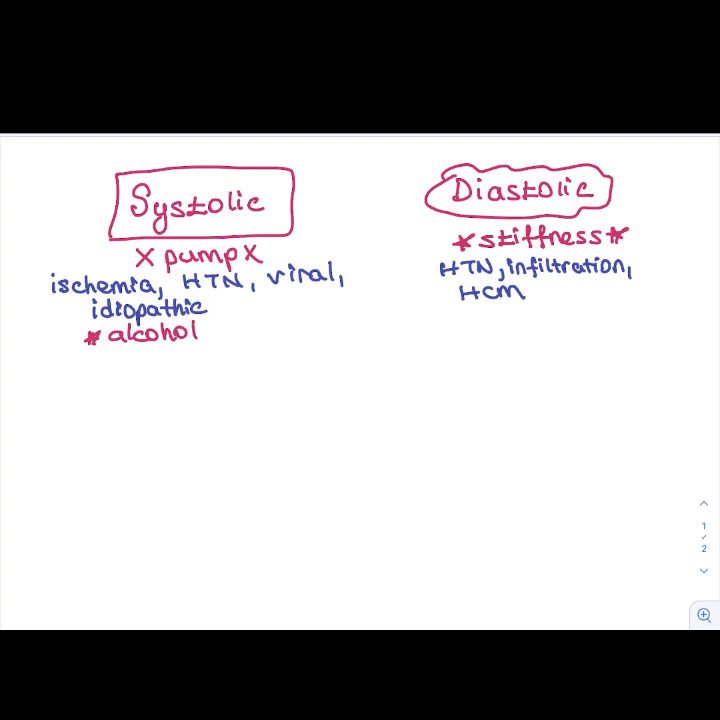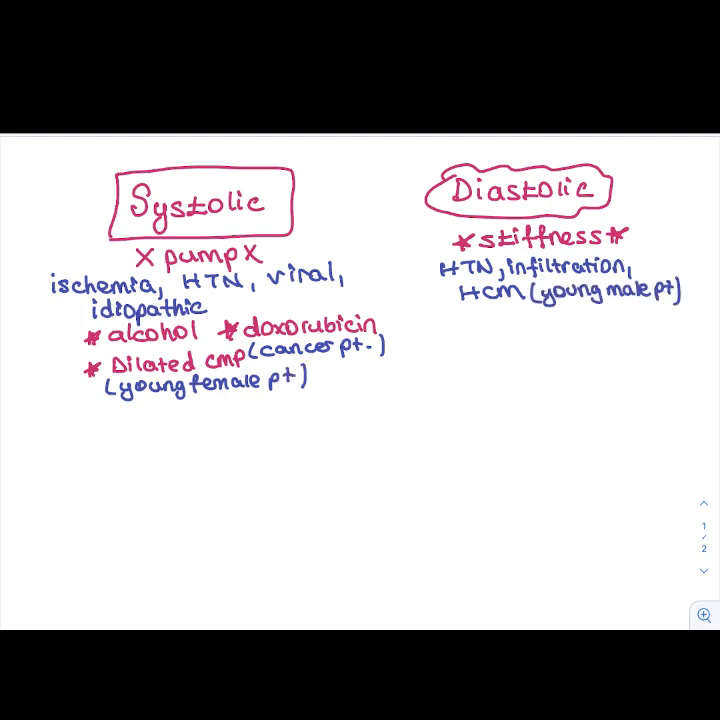For systolic heart failure, usually there will be a case where an alcoholic patient comes in, and also a cancer patient who uses doxorubicin, and they always want you to know that those two are very common causes of systolic heart failure. Also keep in mind that dilated cardiomyopathy is usually seen in young female patients, whereas hypertrophic cardiomyopathy, which is one of the most common causes of diastolic heart failure, is usually seen in young male patients.